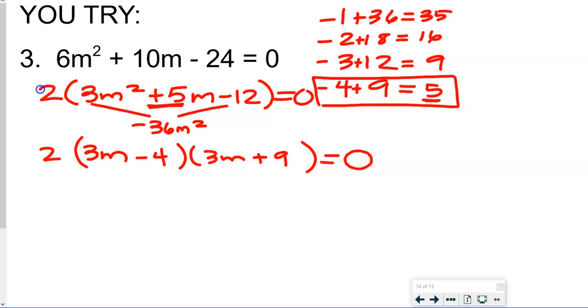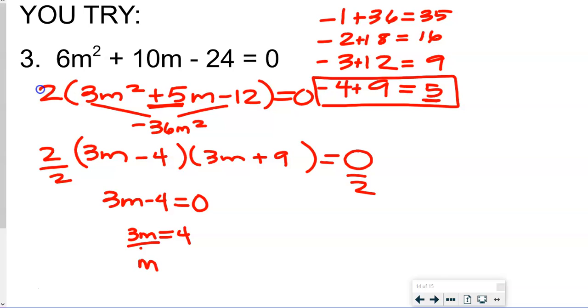Recall, this is equal to 0, right? So now, we don't have to worry about this 2, because if we divide 2 out on both sides, we still get 0 over here, right? So we get 3m minus 4 equals 0. So that's going to be 3m equals 4, because we add 4 to both sides, and then divide both sides by 3, right? And that's going to give us m equals 4/3.